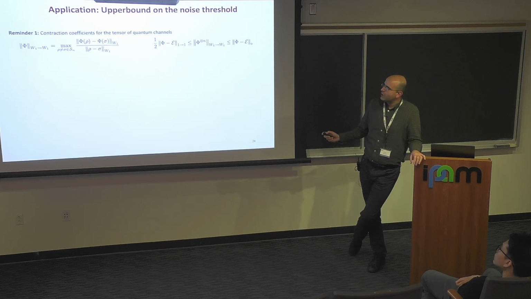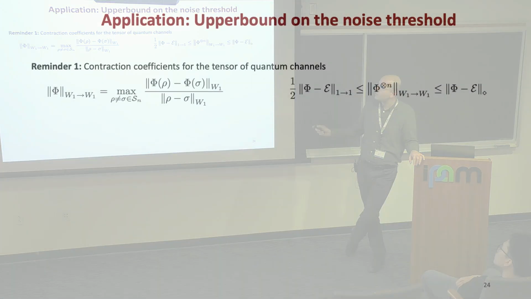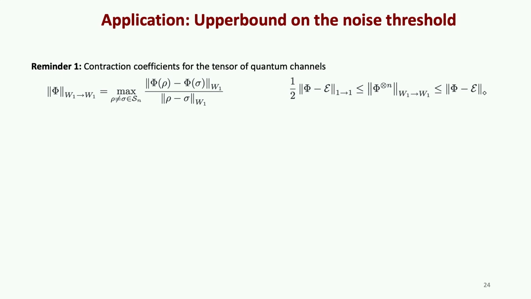But let me see what our Hamming distance and Wasserstein distance can tell us in this case. We had two observations about contraction coefficients. One, the contraction coefficient of a tensor product of channels is independent of n. And for some cases, we could easily compute it, right? Like depolarization, amplitude damping, et cetera, that I showed.